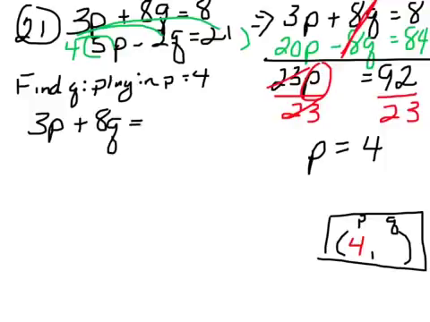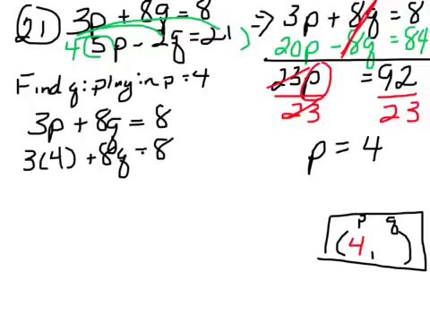3P plus 8Q is 8. Oh, I know what P is. That's what I can plug in. Okay. P was 4. Put it in there. What is 3 times 4? 12. 12 plus 8Q is equal to 8.